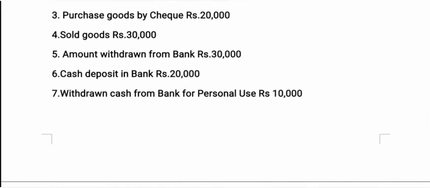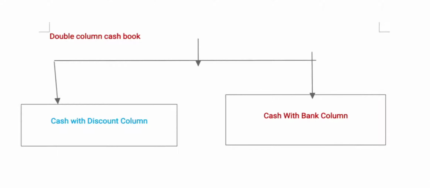Before we prepare the problem, we will learn some details of the double column cash book. So we discuss what is a cash book. Cash book is a book in which all cash transactions only are recorded. Now we are coming to different types of cash book. We have already explained single column cash book. Now we are taking double column cash book.